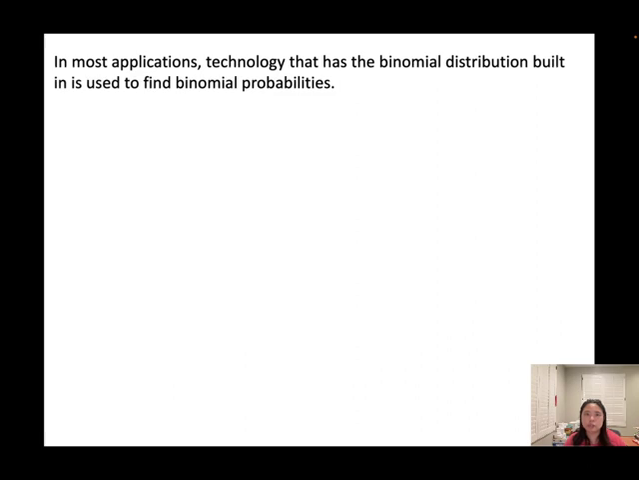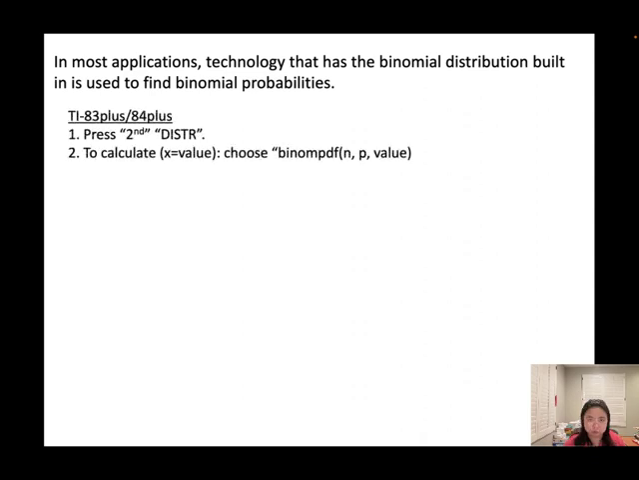In most applications, technology that has the binomial distribution built in is used to find binomial probabilities. We could strictly use the calculator. Look at the instructions here. We do 2nd, DISTR, and then we can calculate using binomial PDF. The first value will be your n, the number of trials. P will be the probability of success. The value here is your x.